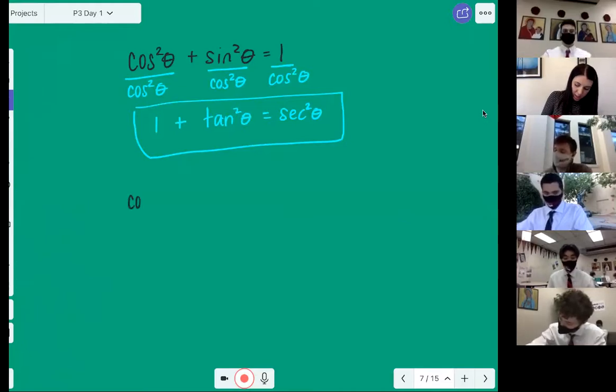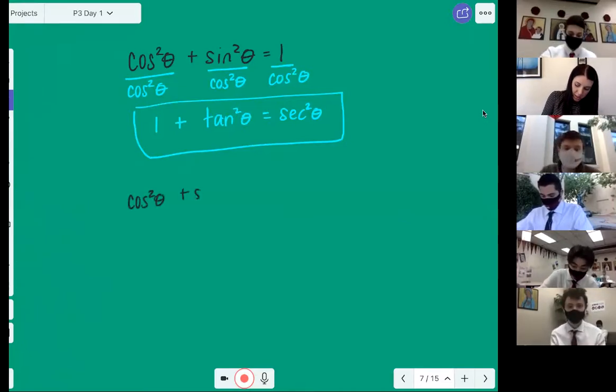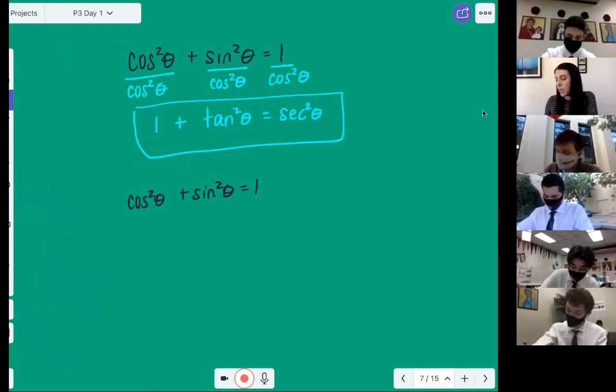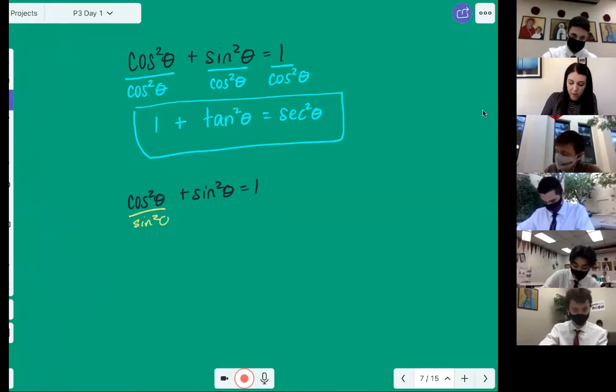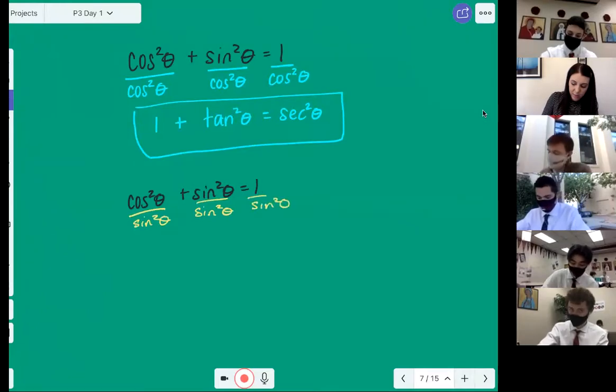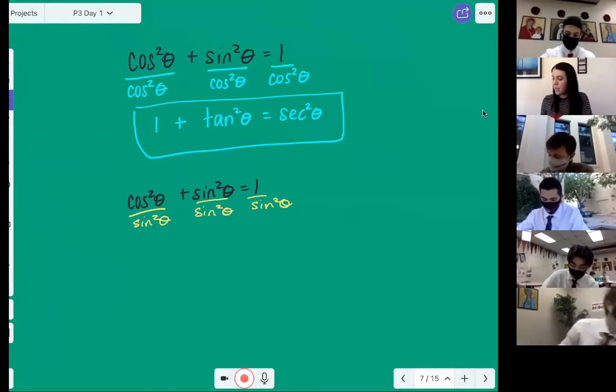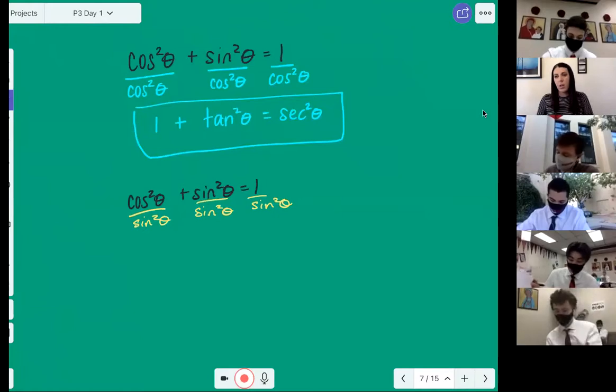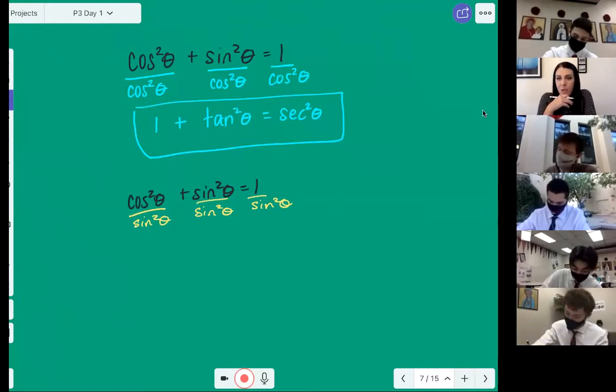We're again going to start with our basics. Cosine squared plus sine squared equals 1. Instead of dividing by cosine squared this time, Justin Kruger, what do you think we're going to divide by? Sine squared. So not just sine, but we're going to divide each thing by sine squared. Take a second, see if you can figure out what that is. You can look back at your other identities if you need to, if that's helpful.